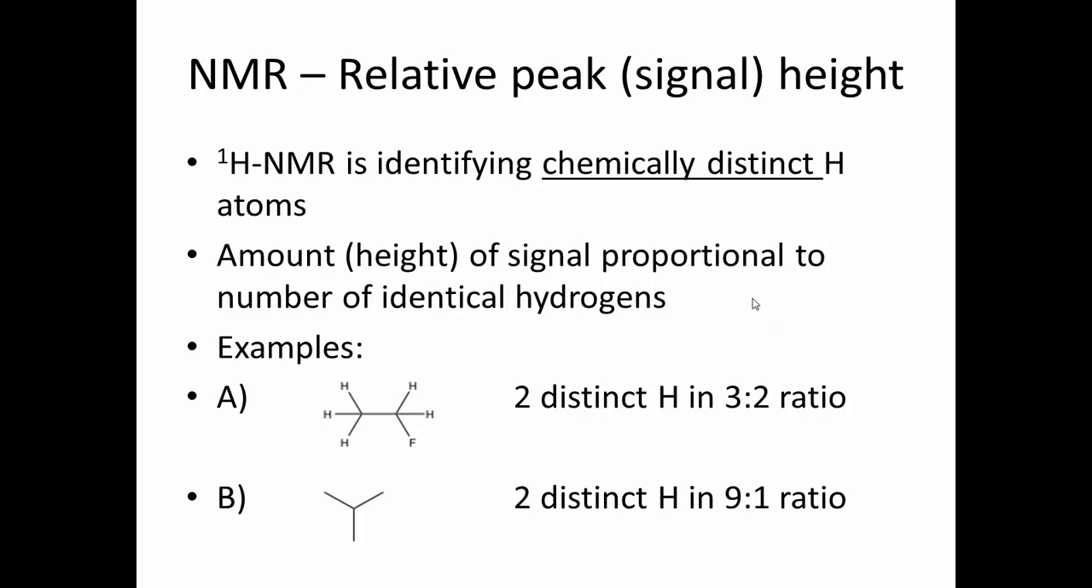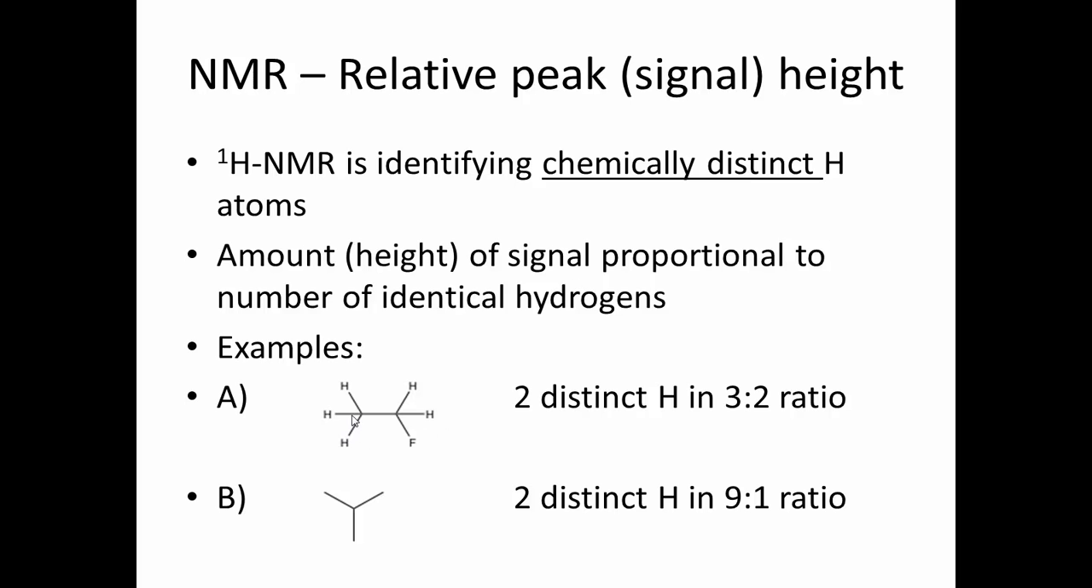So in NMR, we look at two things. We look at relative peak signal height, same thing, peak signal. And then we look at the multiplicity of the peaks. So we can identify chemically distinct hydrogen atoms in a molecule. So the amount of a signal, or the height of a signal peak, is proportional to the number of identical hydrogens.